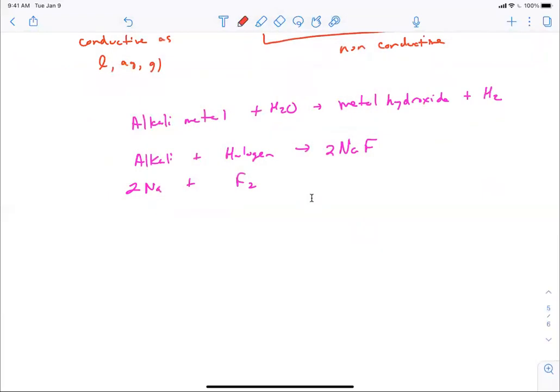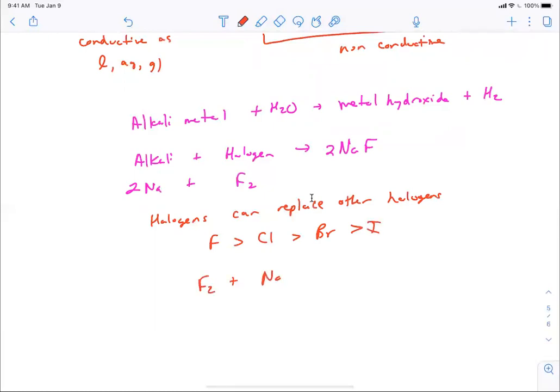You also need to know that halogens can replace other halogens. Same way with the activity series, F has to be greater than Cl, which is greater than Br, which is greater than I. If you see something like F2 plus NaCl, you will get NaF plus Cl2. Because the F, being more non-metallic in character, tends to gain electrons and forces chlorine to lose those electrons and revert back to Cl2.